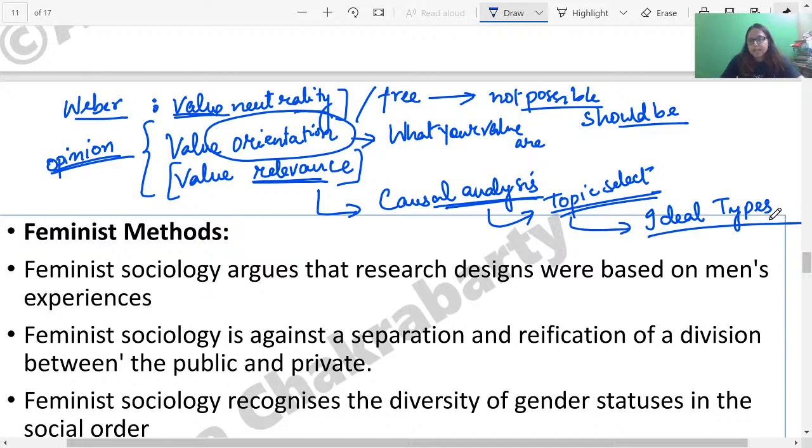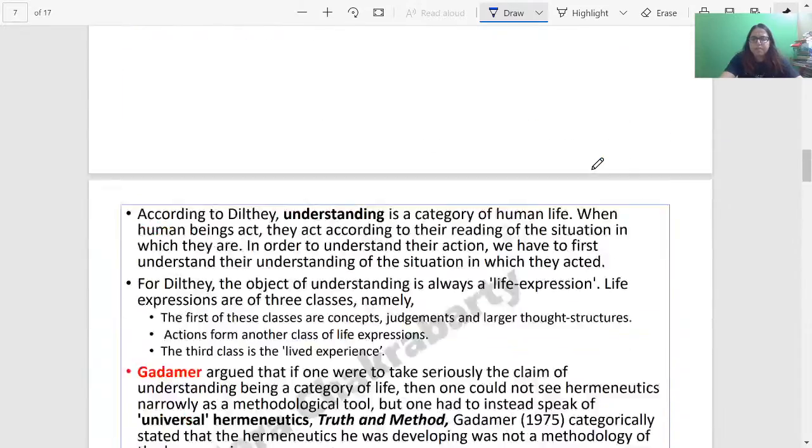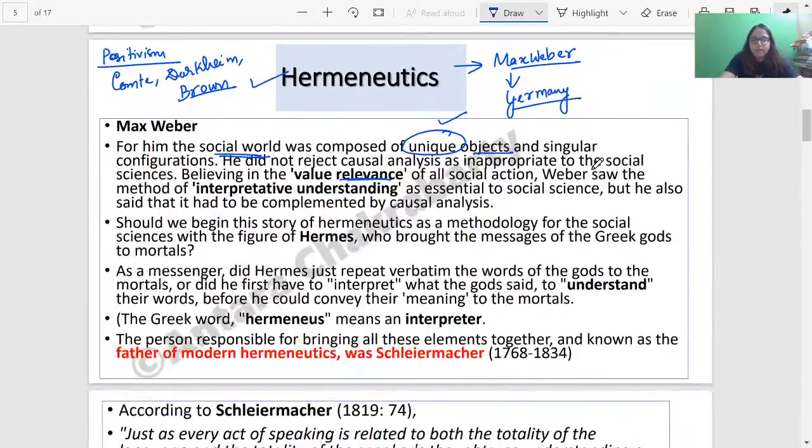What are ideal types? Ideal types are nothing but measuring rods जिसके थ्रू हम रियलिटी को मेजर कर सकते हैं. That's all. Ideal types के बारे में I will mention again in today's class in a later part. As of now, please remember this portion. And in case you people have any doubt regarding Weber, you can always ask, because Weber is a very important person when it comes to methodology.